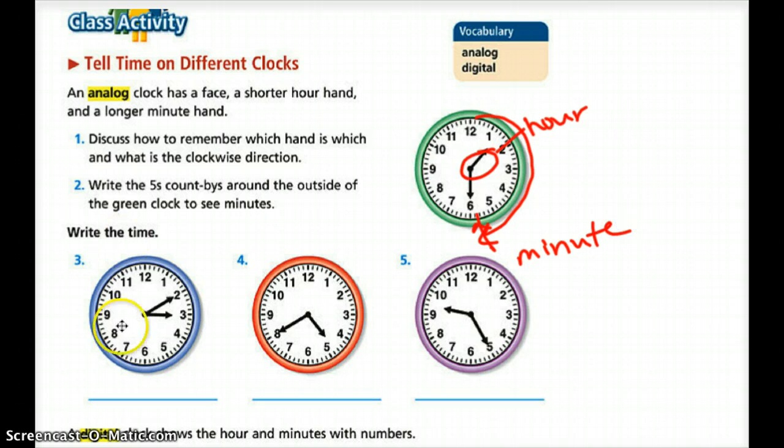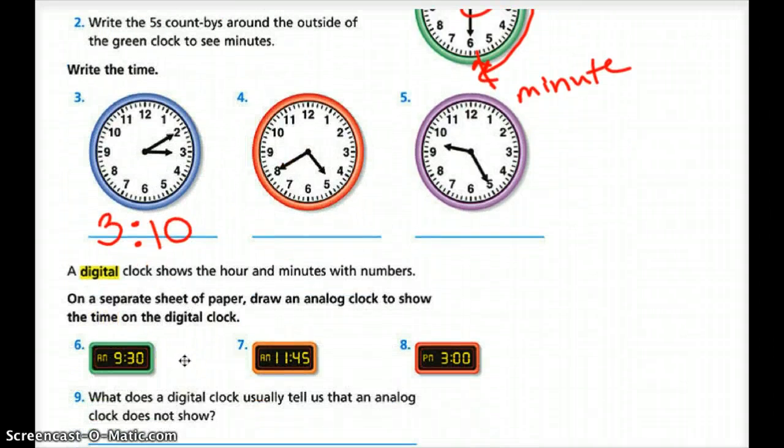If we are looking at the clocks 3, 4, and 5, they want us to write the times. So number 3, my hour hand is pointing to the 3, so it is 3. And my minute hand is pointing exactly to the 2, so 10 minutes. So the time on here would be 3:10. All right, go ahead and see if you can do 4 and 5 on your own.